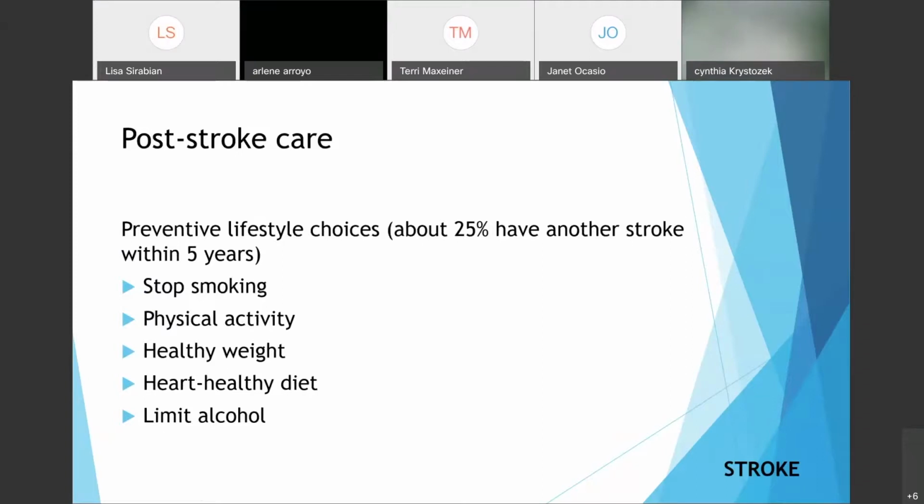About 25% of people will have another stroke within 5 years. And of course, we can minimize that by making these lifestyle choices. Our role in that, of course, is education. There's a lot of education and a lot of support for the person to make these choices and changes. So stop smoking, increase physical activity, healthy diet, heart healthy weight, and limiting alcohol.